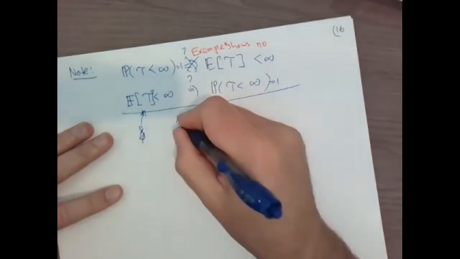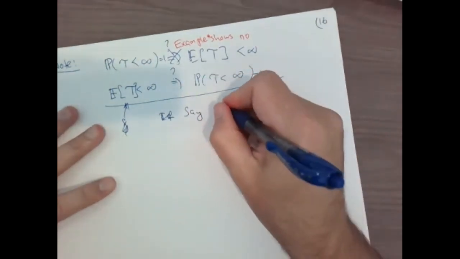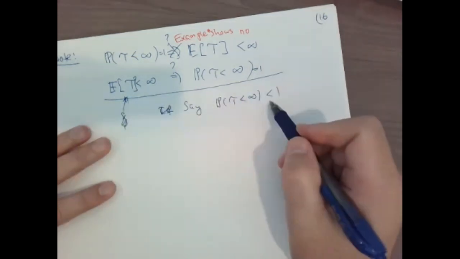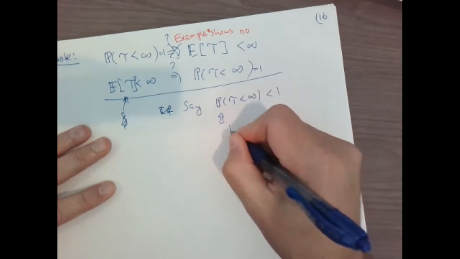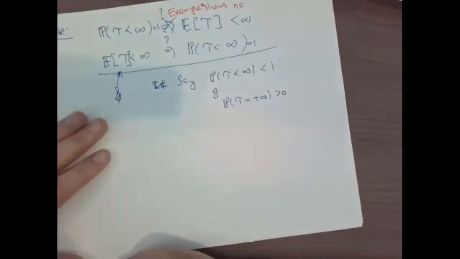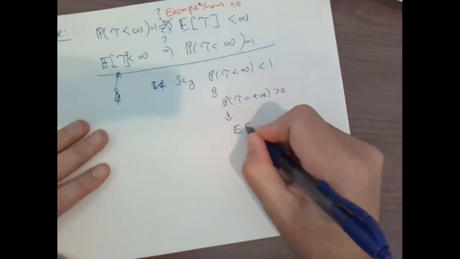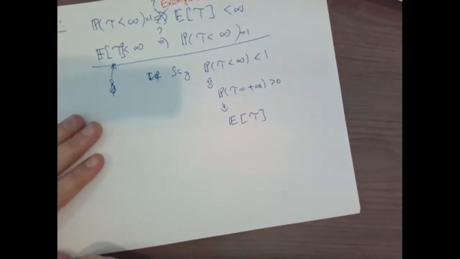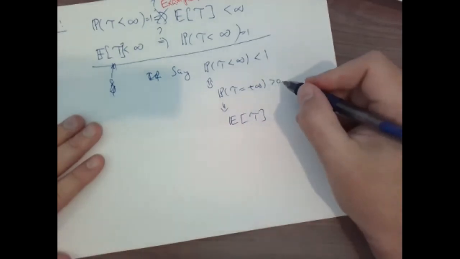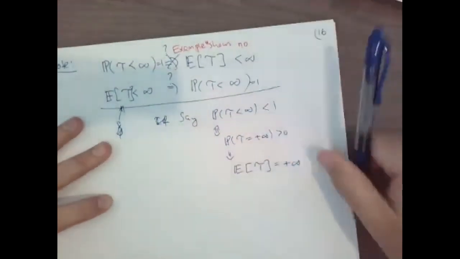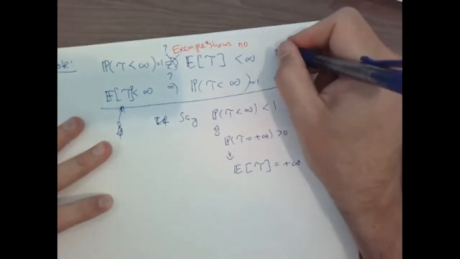Well, say that the probability of tau being finite would be less than 1. So we're working on the second one. Say that the probability would be less than 1. Okay, that means that the probability that tau is equal to plus infinity is positive. But if the probability of tau being plus infinity is positive, what does that say about the expectation of tau? Okay, so there's a little probability that tau is equal to plus infinity. So what is the expectation? Infinity. Yeah, right. So this here is correct. This one here is false.